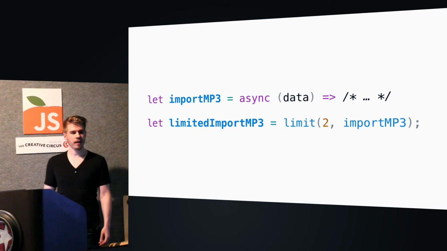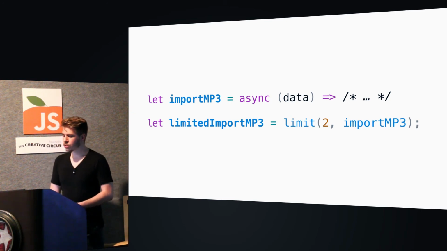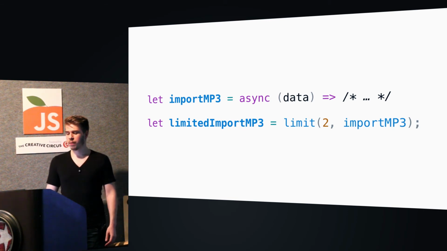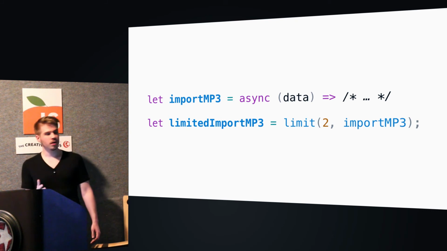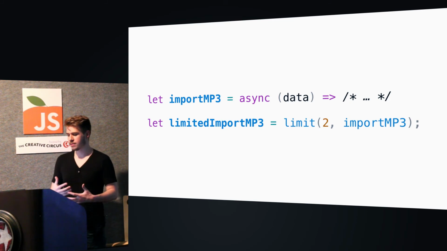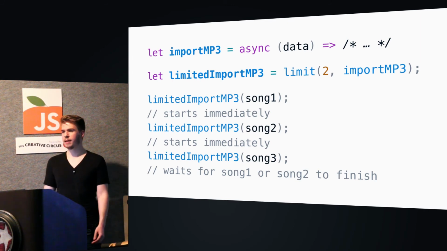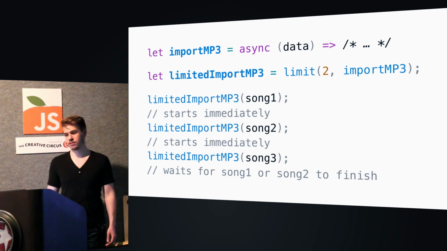So this example would take our mp3 importer function, which is an async function, meaning it takes a while to complete, and it returns a new function that looks exactly the same, but no matter how many times you invoke this limited import mp3, it will only actually run the underlying import mp3 function at most 2 times concurrently. As soon as one slot opens up, it'll start running the next instance, but meanwhile, if you keep calling limited import mp3, it just keeps queuing up these things in the background. So song 1 and song 2 in this example would immediately begin importing, but song 3 won't even start importing until song 1 or song 2 finishes.